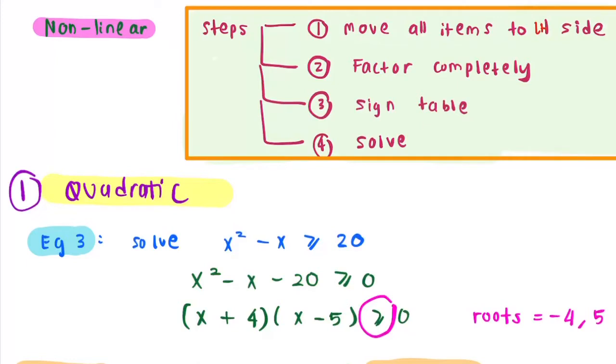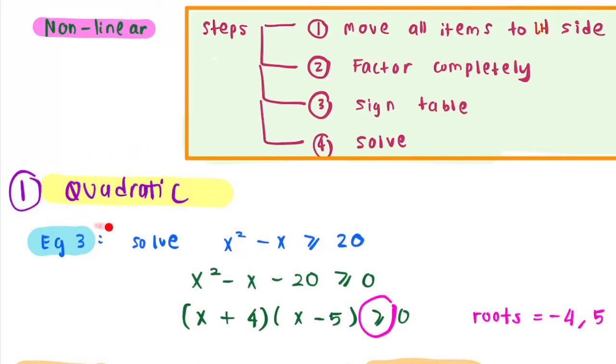Let's continue to solve nonlinear inequalities. These are the steps that you need to follow to solve it. Okay, let's see one by one. First, move all items to your left hand side. Second, you need to factor completely. Third, do the sign table. And lastly, solve the inequalities.